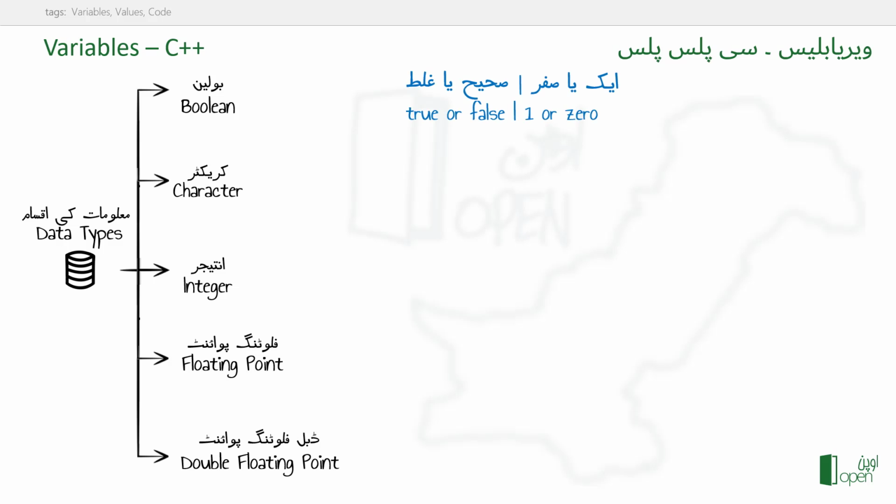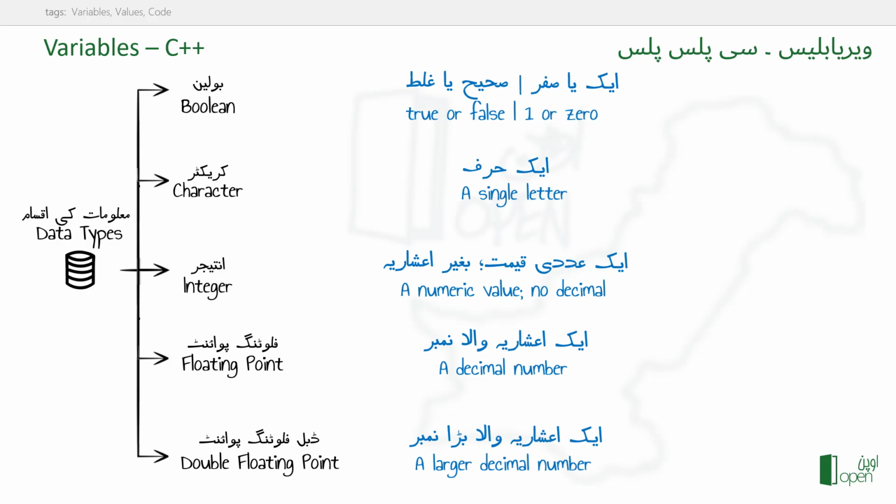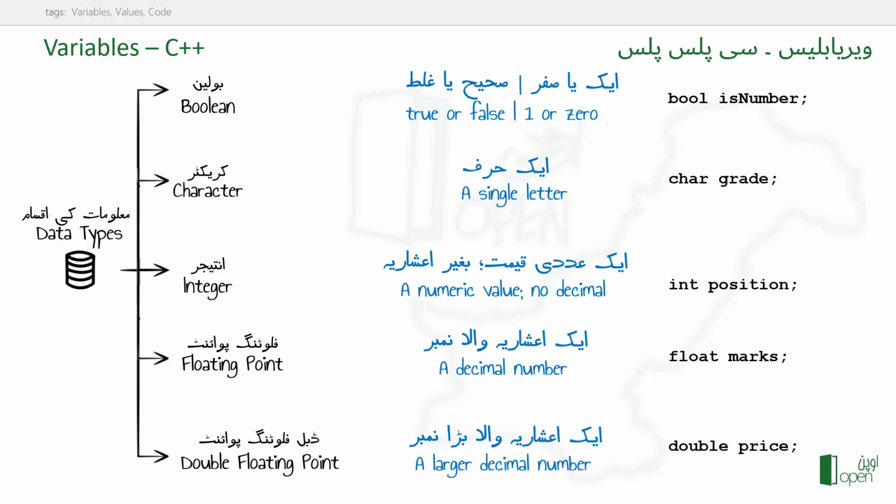The Boolean data type can store one of two values, true or false, or it can use 1 and 0 as well. The character data type signifies a single alphanumeric letter. An integer is a numeric value without a decimal. A floating point data type is a numeric value with a decimal. The double floating point data type is just like the floating point data type, but has a higher range. Each of the statements on your screen declares a variable of the mentioned data types.